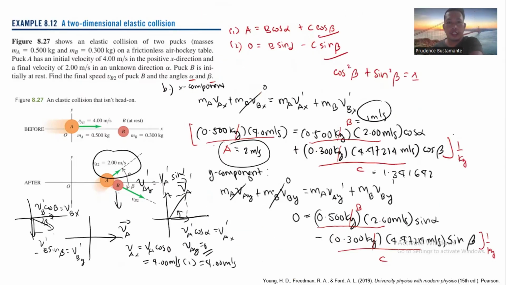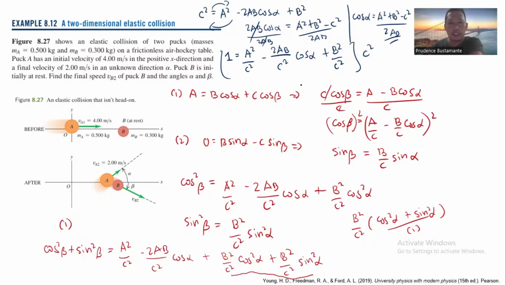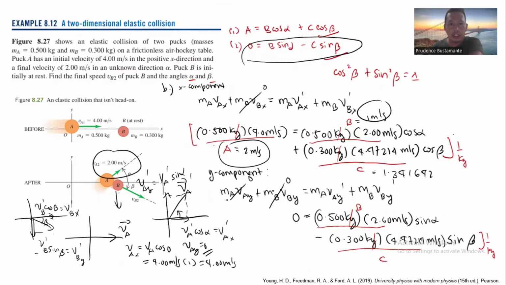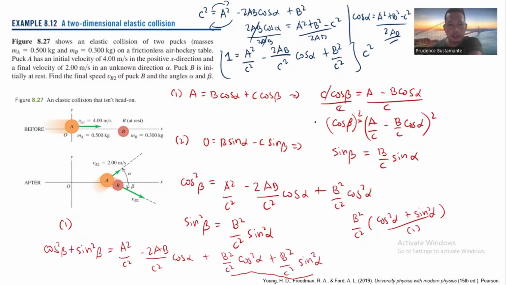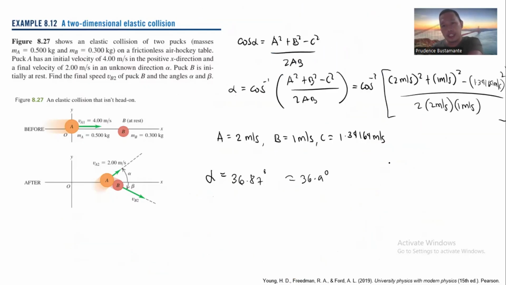How about finding the beta? Can you find the beta? To find the beta, we're going to use this term here. Sine beta is equal to B over C sine alpha.